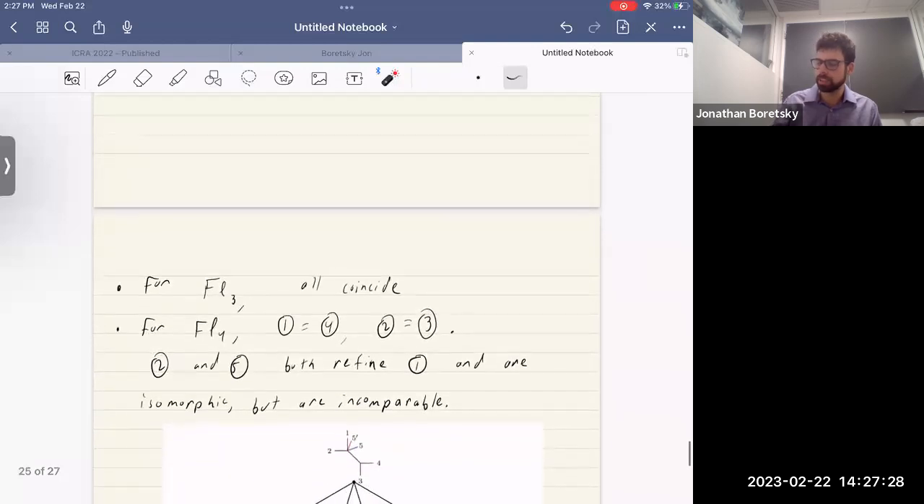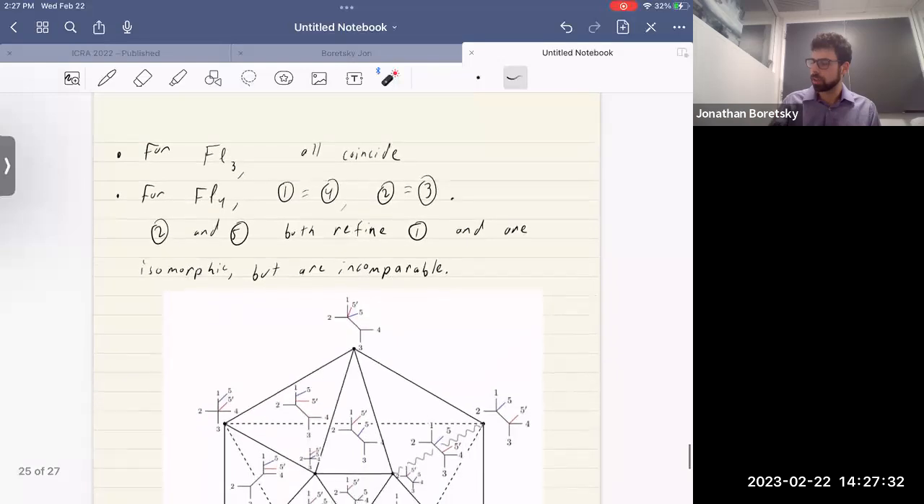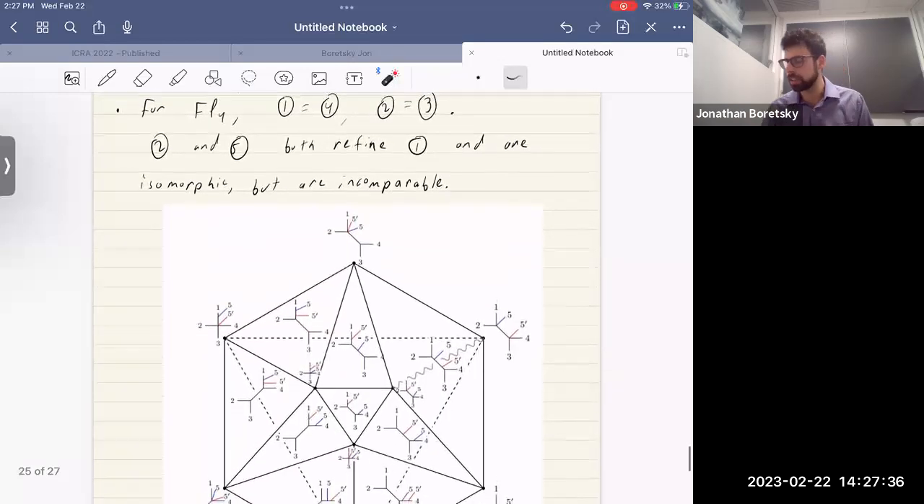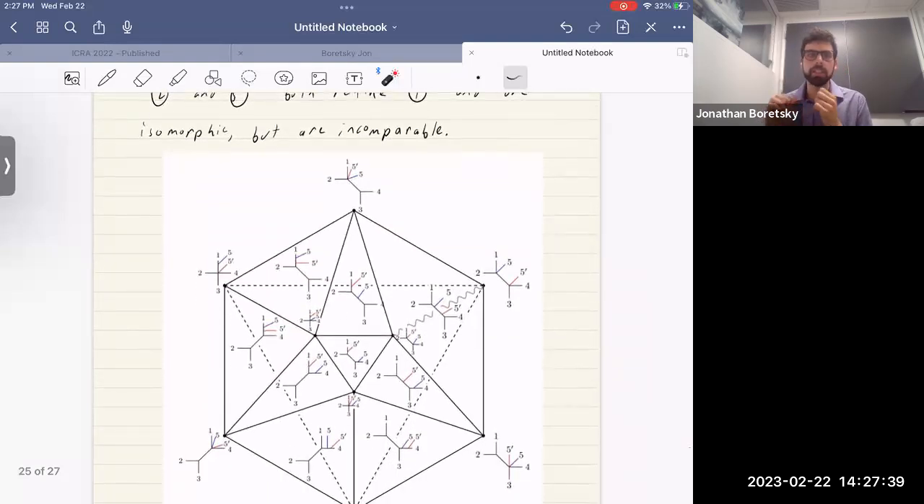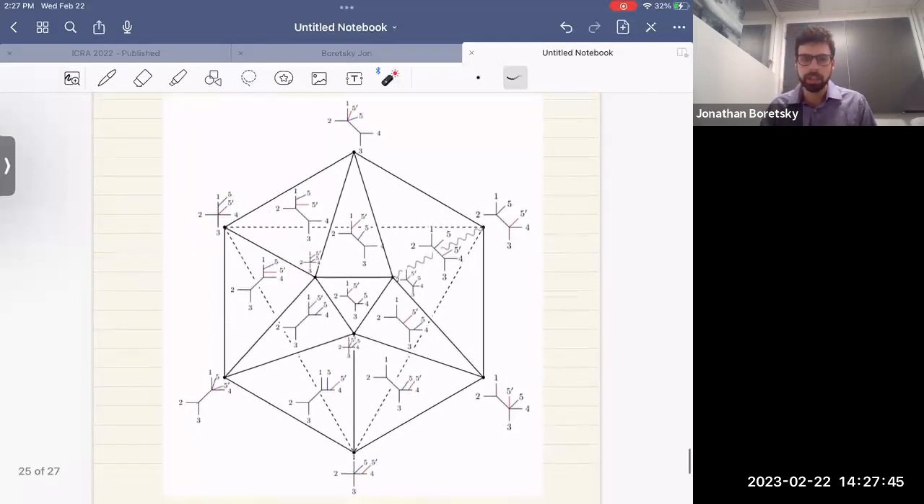Let's look at the complete flag case. For FL3, everything coincides. There's not much to say. For FL4, 1 and 2 are different. 2 refines 1. So 2 being the secondary fan according to the subdivision, the coherent subdivision induced by mu, and 1 being the Plücker fan according to where the minima occur.